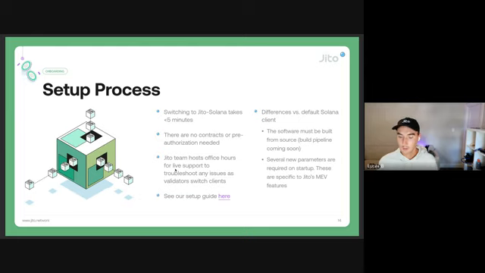The only other thing is there are a few new parameters on the command line. If you are running a validator, you want to specify the relayer and the block engine that are closest to you. All of these URLs are available on our website. You can set the commission for your MEV, and there are a few other parameters as well. But it's pretty easy to switch over.